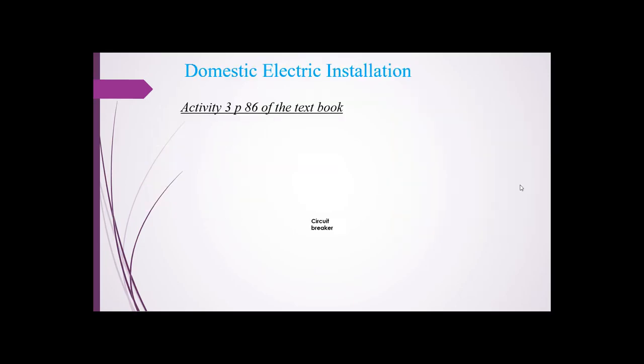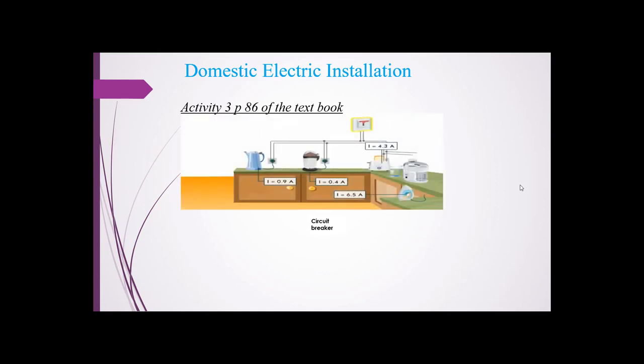The last point which we will discuss in this video is the domestic electric installation. This will be done in Activity 3, page 86. Let's observe this figure, which shows many electric appliances connected to the electricity of the mains inside a house. So as you can see, all of these appliances are connected to the wall outlets, and these outlets are fed by the electricity of the mains.